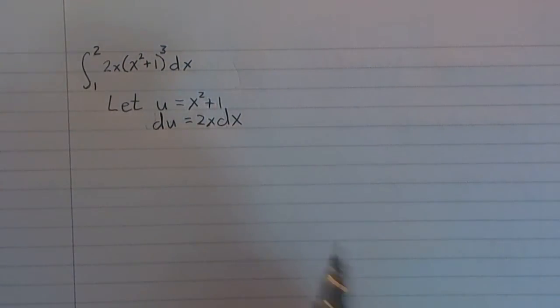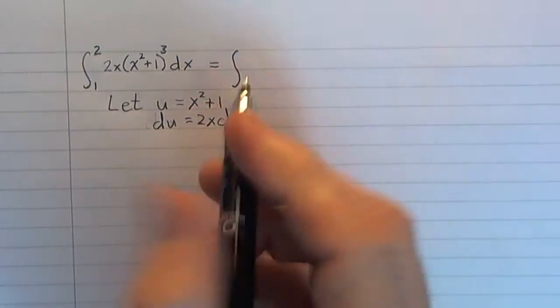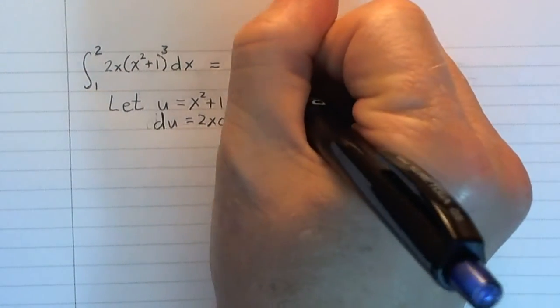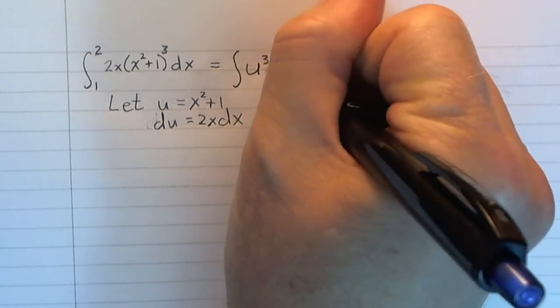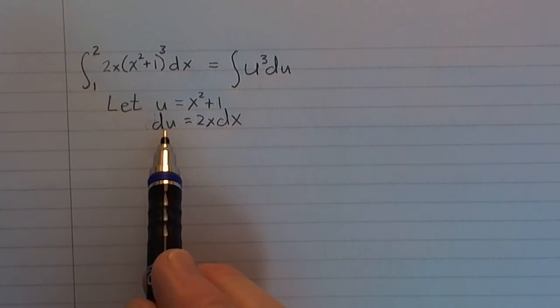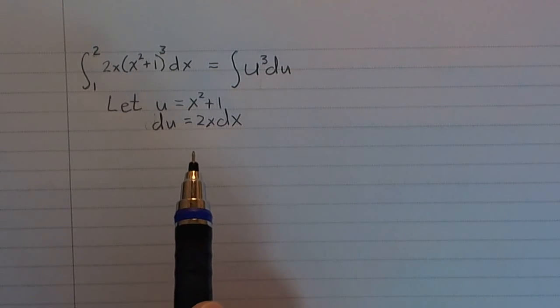Okay, just like usual. Now, I'm going to rewrite the integral in terms of u. So, I've got u to the third du. It just works out simply, right? Because the 2x dx I replaced with du, and then of course I've got u to the third power.